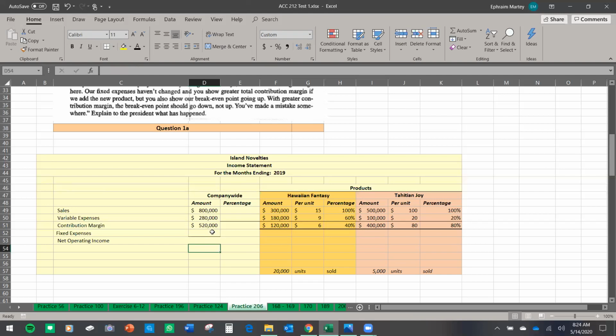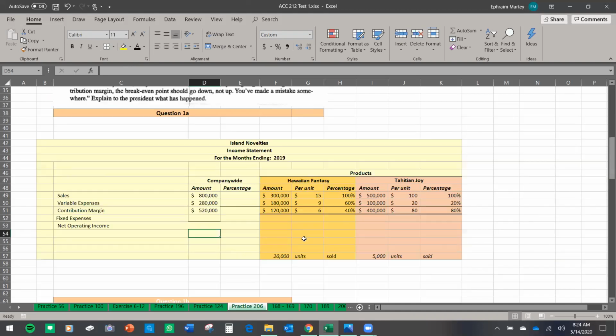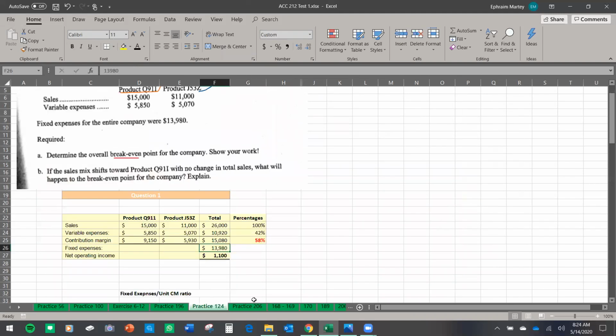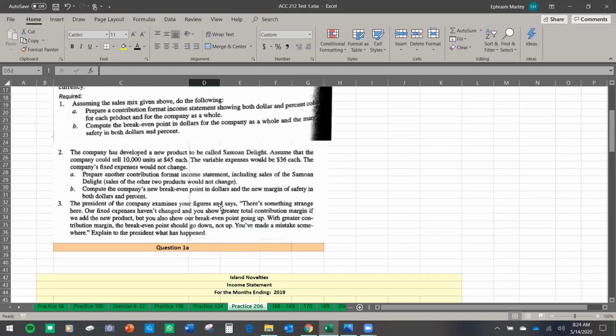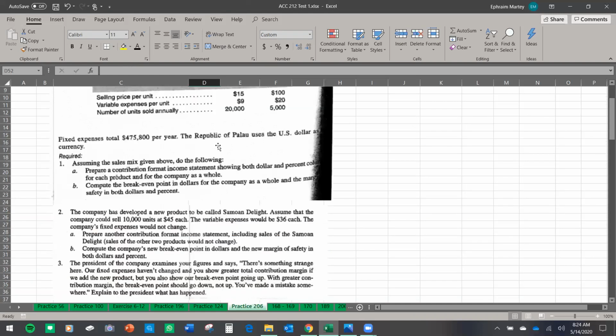Now the fixed expenses for the entire company. We're not going to use the fixed expenses for each product here. We're only going to use it for the entire company, just like we did here. Fixed expense only goes to the entire company. So what is our fixed expense? Let's look for the fixed expense.